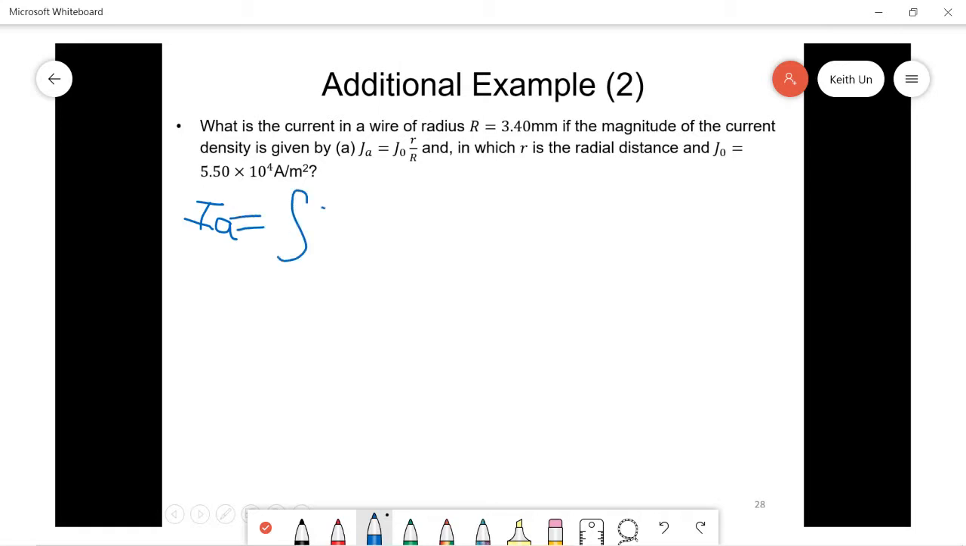Okay. So for this question, IA will be the integration of JA dA. Because J has the same direction as the area vector, we directly skip the dot product. And as I mentioned last time, dA can be written in polar coordinates, so we can rewrite it like this.